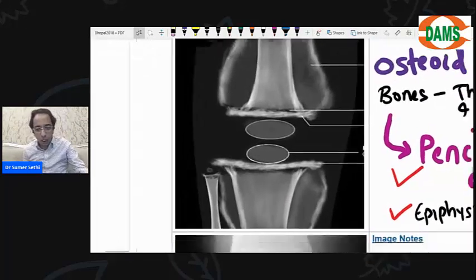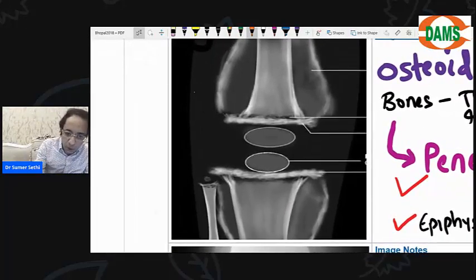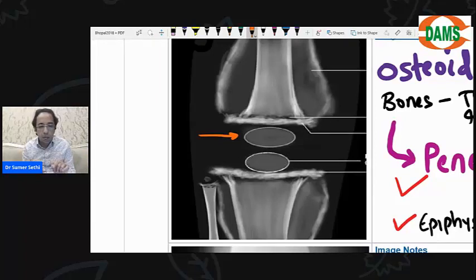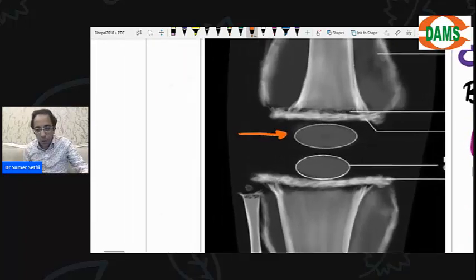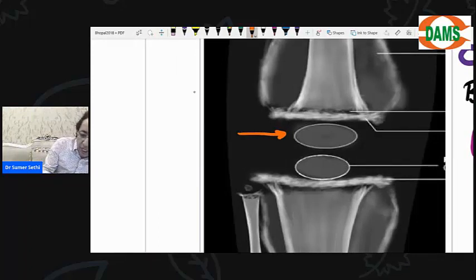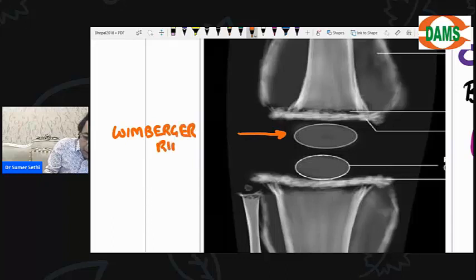Okay. Now I am sure you will be able to gradually label. This is where you need to label, beta. Can you see around the epiphysis the margin is prominent? Around the epiphysis you see a ring-like margin. Let us call it Wimberger's ring.